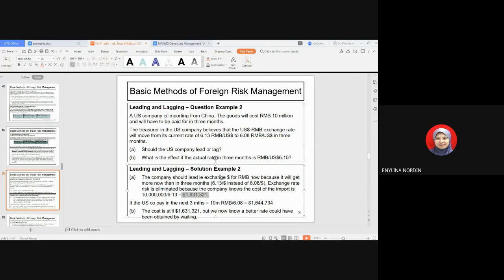Okay, now the next issue here is, like I said earlier, that leading and lagging is actually risky.